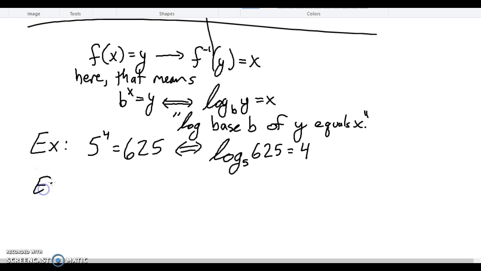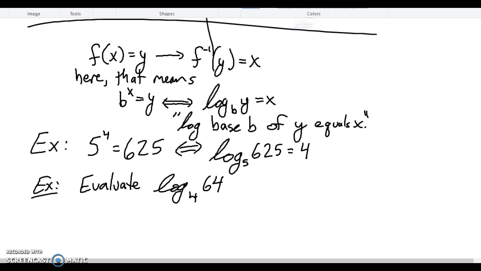For example, let's evaluate log base 4 of 64. How am I going to do that? Honestly, I don't think about logarithms by themselves. I always think about them as exponentials.